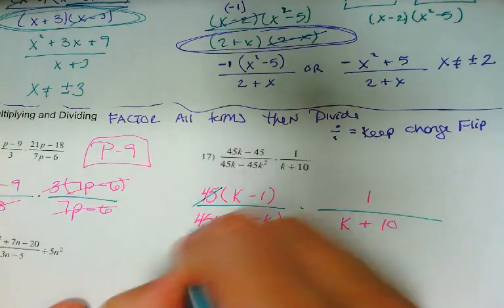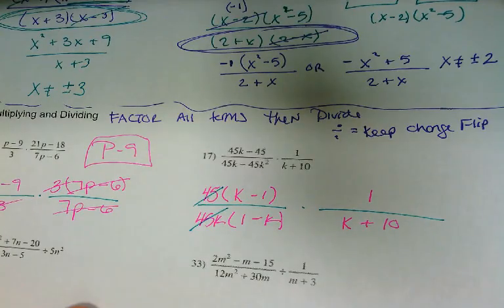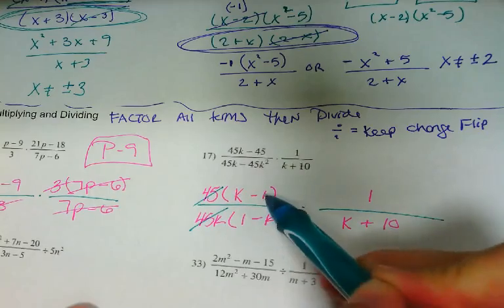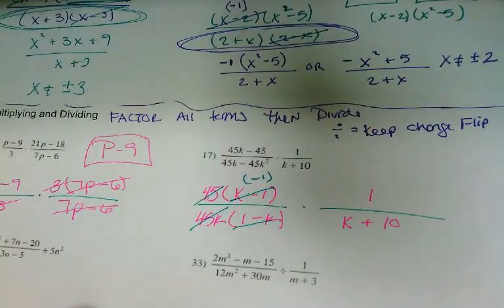45s are gone. 45 on top, 45 on the bottom. Carson, what else can I go with? Excellent. So they are opposites. Positive to negative, negative to positive. Excellent. That cancels to a negative 1. And I think that's all I'm left with.